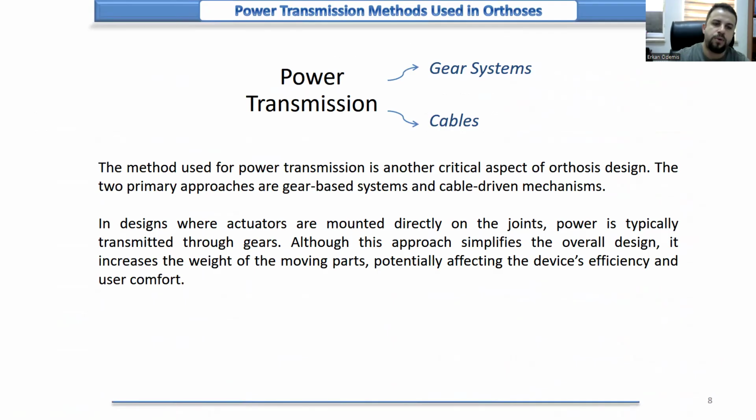The two primary approaches are gear-based systems and cable-driven mechanisms. In designs with actuators mounted directly on the joints, power is typically transmitted through gears. Although this approach simplifies the overall design, it increases the weight of the moving parts, potentially affecting the device efficiency and user comfort. Additionally, gear systems often result in increased mechanical complexity and noise, and they may require more frequent maintenance due to wear and friction.